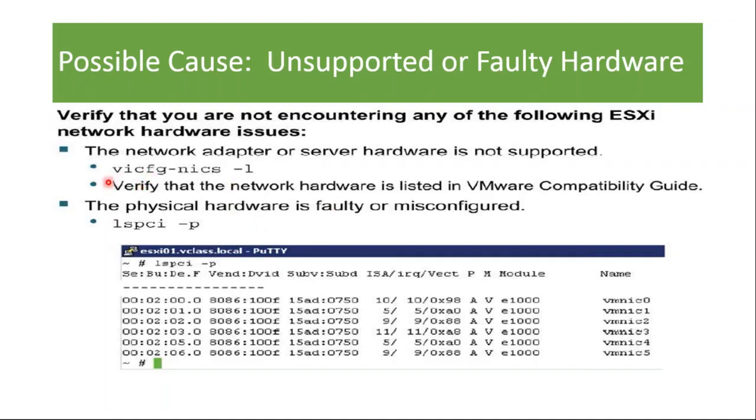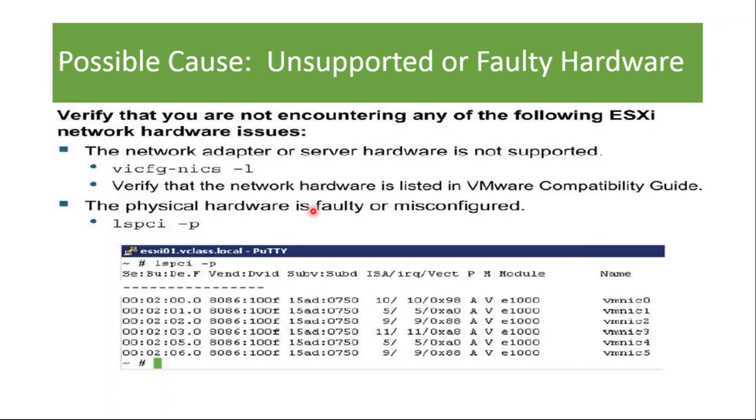Find out whatever network interface card is there on your ESXi host by executing esxcfg-nics -l. Then it will show you the physical network interface card manufacturer information. Capture that make information, Ethernet make information, and verify that it is available on your VMware hardware compatibility list.